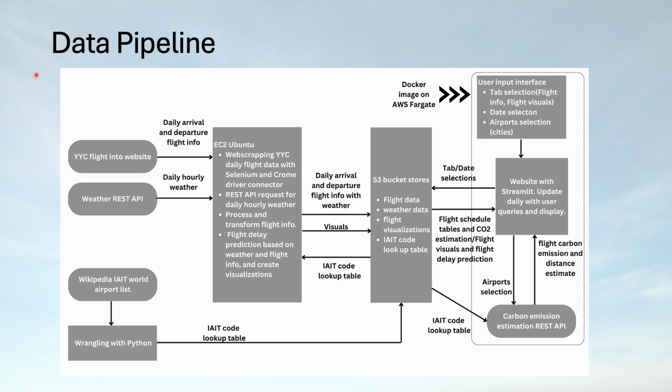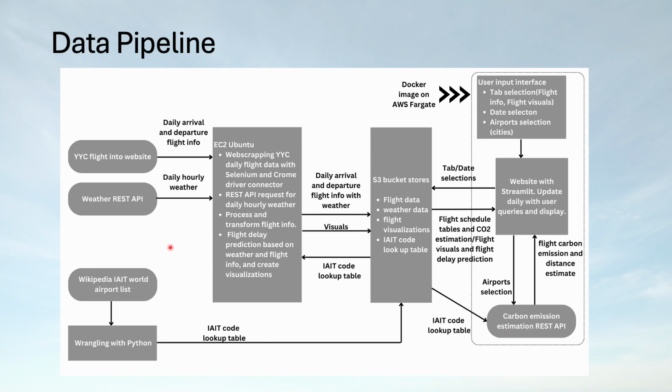The project goal is to develop a data pipeline integrating daily flight information from YYC Airport, Calgary hourly weather data, and flight distance and carbon emission estimates. Data ingestion involves daily flight information from the YYC Airport website via web scraping, an alphabetical IATA airport code list from Wikipedia, and Calgary weather and flight carbon emission estimation via API.